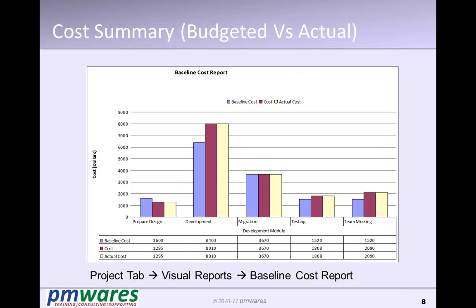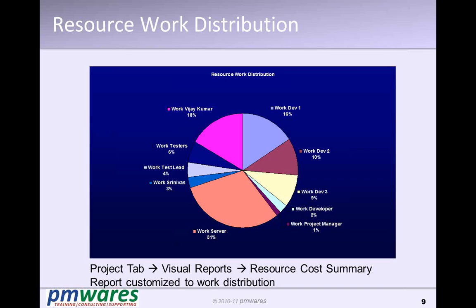This is the cost report, same cost report. This is the resource work distribution. I just showed you this report. This tells who has contributed how much, and is easy to understand. Which are the resources which were more useful.